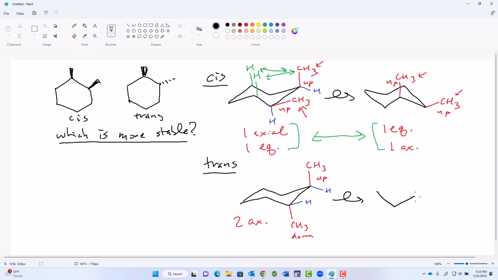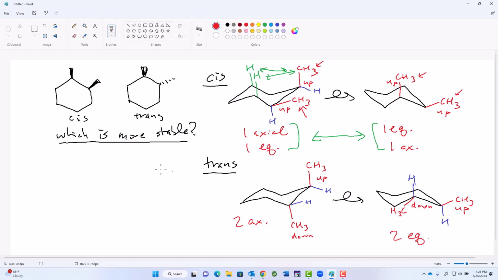So let's examine the ring flip. So remember, ring flips take all the axial and make them equatorial, and all the equatorial and make them axial. So if I started with two axial, I'm going to end with two equatorial. So I need one equatorial up, and one equatorial down. And again, we can double check to make sure we did this right by drawing in the fourth bond. I see that this is an up CH3 and this is a down CH3, so they are still trans to one another. And what we see is we now have two equatorial positions.